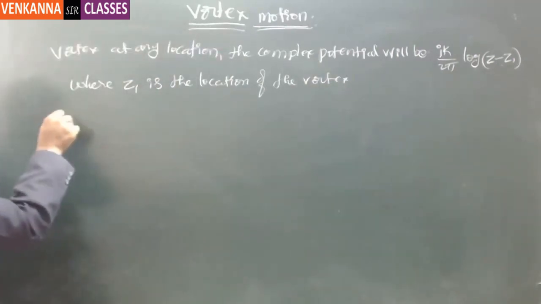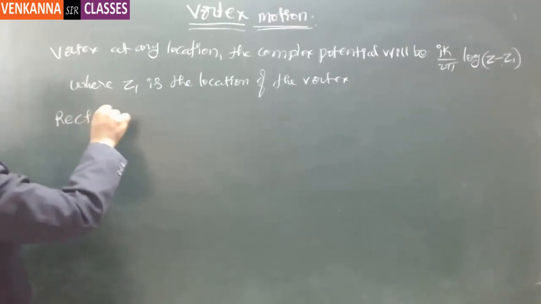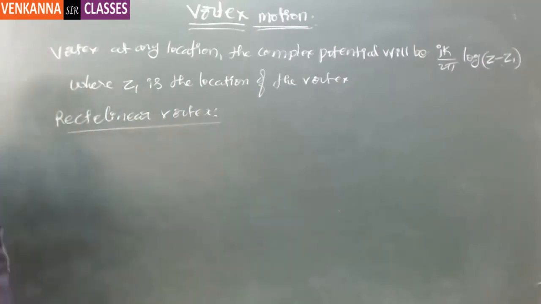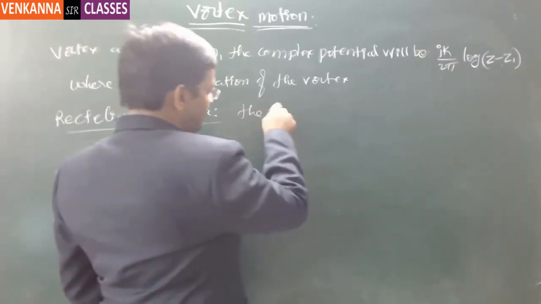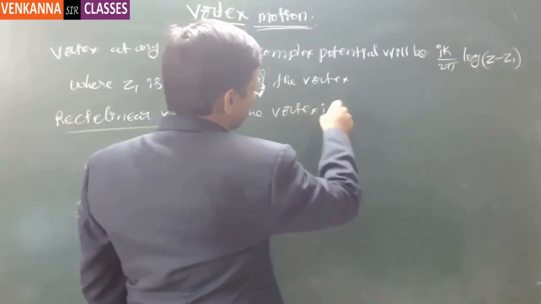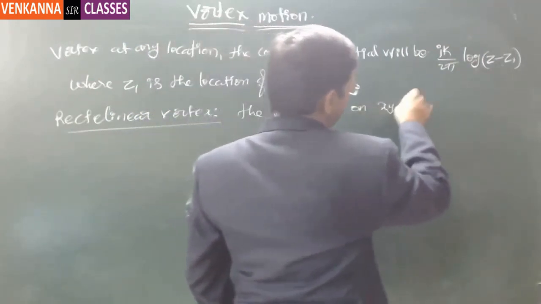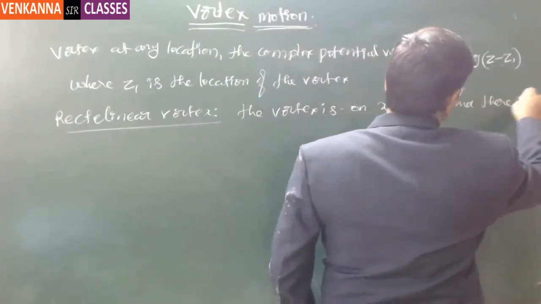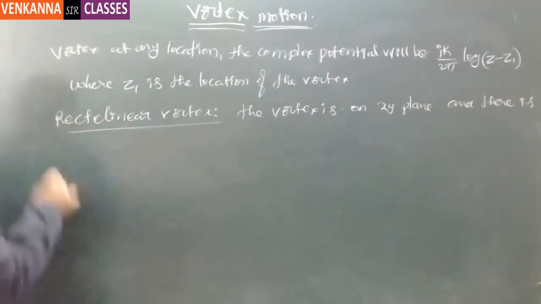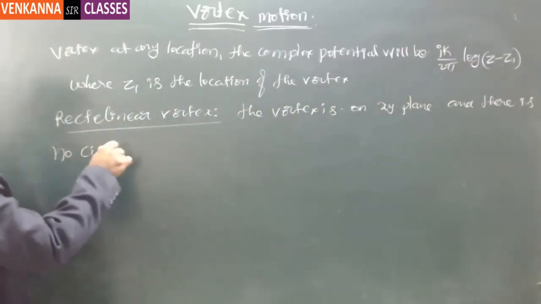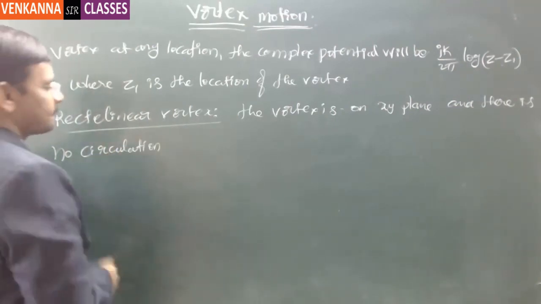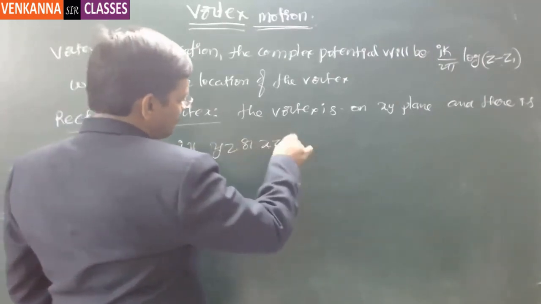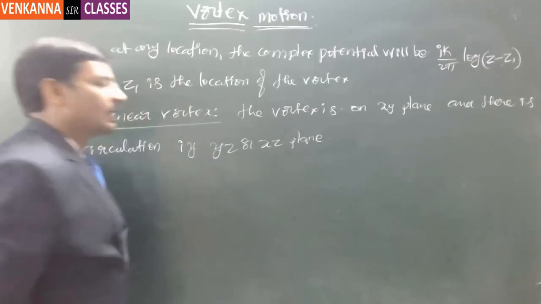And the rectilinear vortex. So by rectilinear vortex, we mean the vortex is on the xy plane and there is no circulation in the yz or xz plane. So this is what we call the rectilinear vortex.